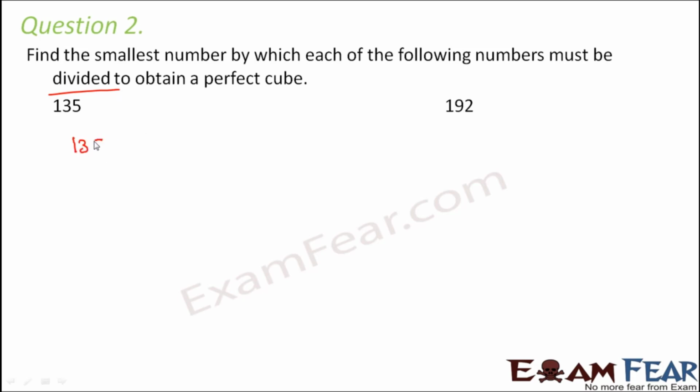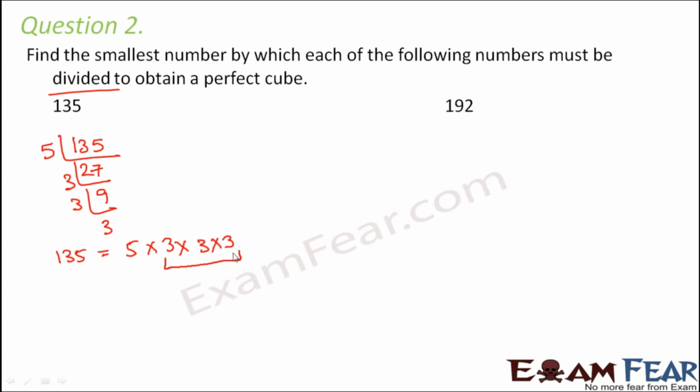So let us first do prime factorization of 135. So 5 into 27, 3 9s are 27, 3 3s are 9. Therefore 135 can be written as 5 into 3 into 3 into 3. Dividing into groups of 3, 3 occurs 3 times, but 5 occurs only once. So that means this number must be divided by 5, because if you divide it by 5, then 5 will cancel each other. So this 5 will be gone and we will be left with 3 cube, which is a perfect cube. So this number must be divided by 5.